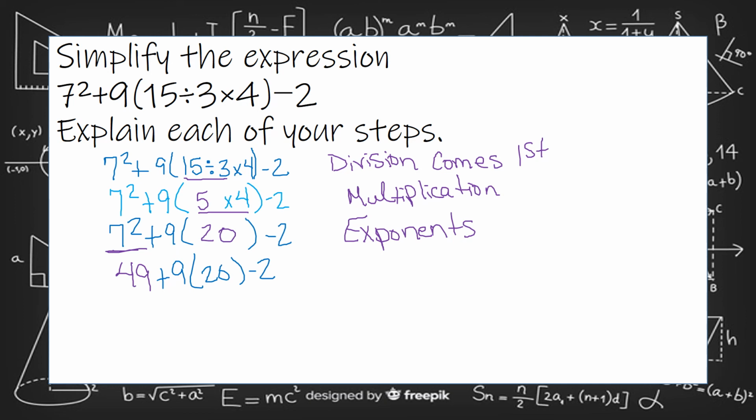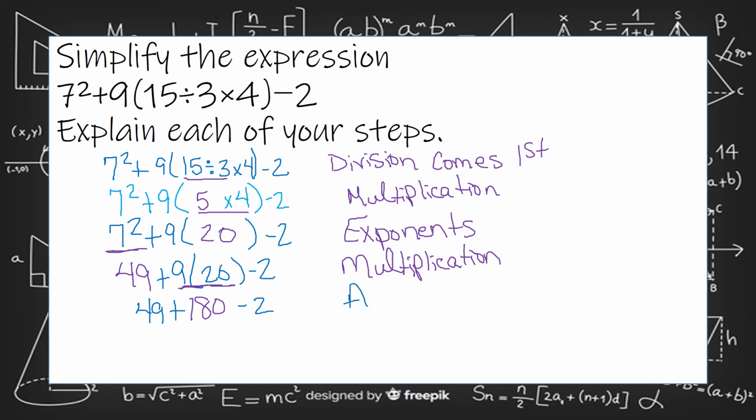Now 49 plus 9 times 20 minus 2. So multiplication and division from left to right does come before addition and subtraction. So I'm going to go and do this multiplication here. So 9 times 20 is 180. So 49 plus 180 minus 2.